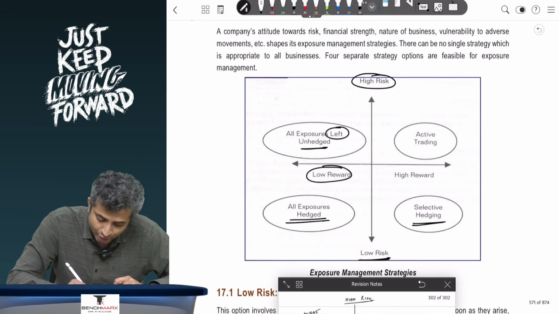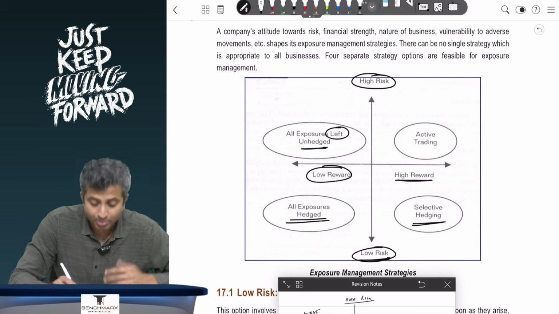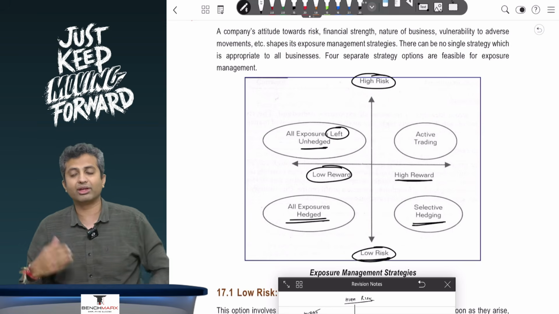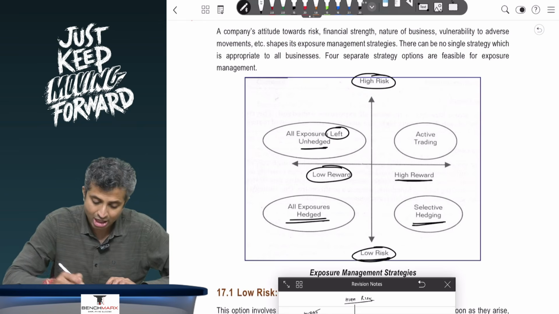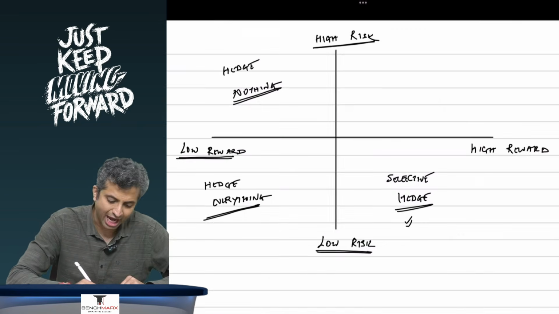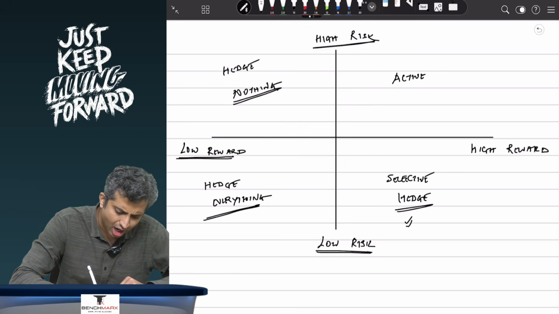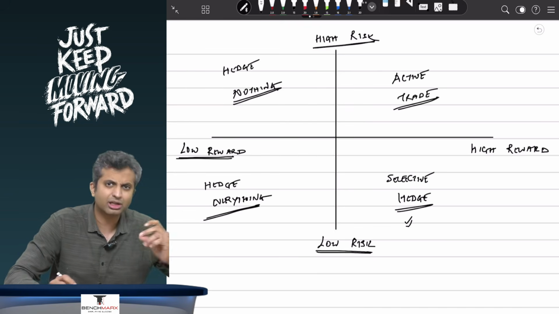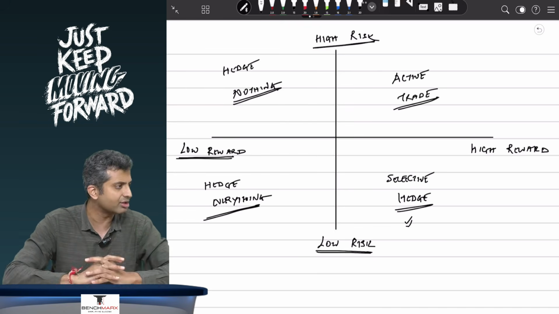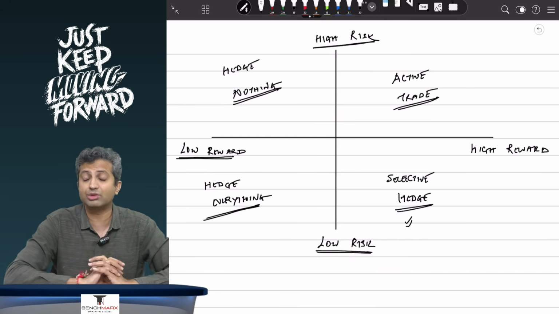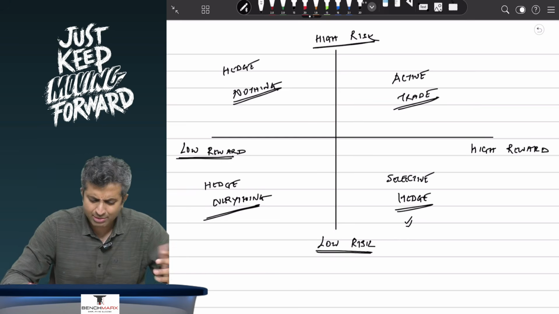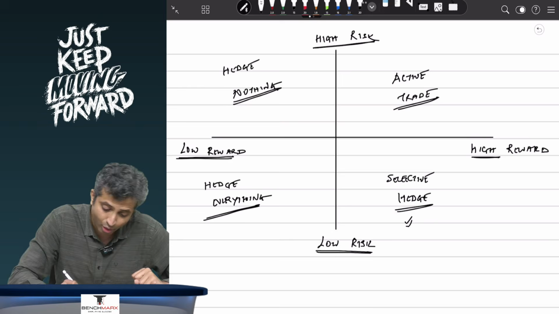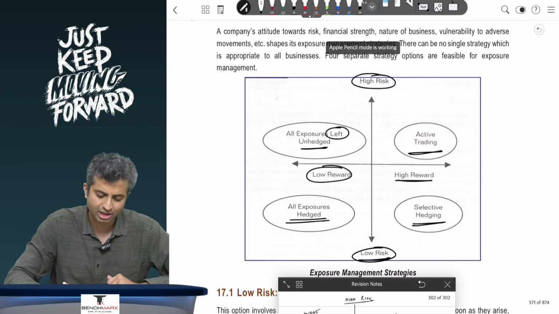So by selectively hedging, your risk is low, but your reward can possibly be high, because you can keep those exposures unhedged where you think hedging is costly, and hence you might earn a higher reward. And the last one is active trading. Let us say there are contracts which you enter, then later you decide you want to cancel them. So you keep on managing, for which you need a very robust treasury team. There will be a lot of transaction costs. So it might give me a high reward, but it can also carry a relatively higher risk.